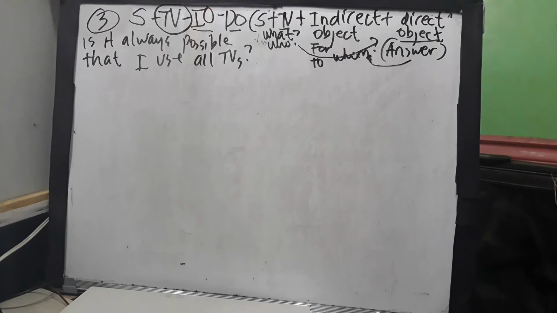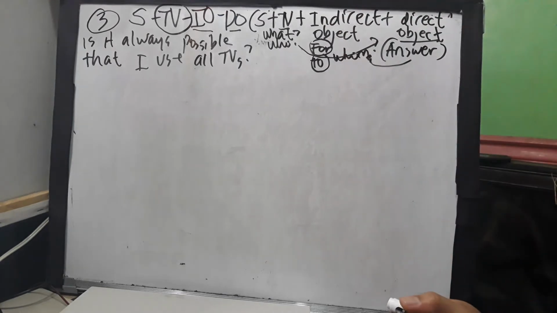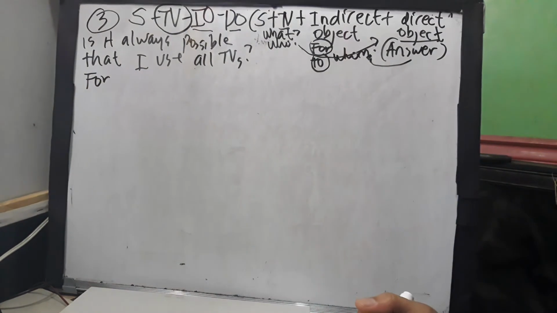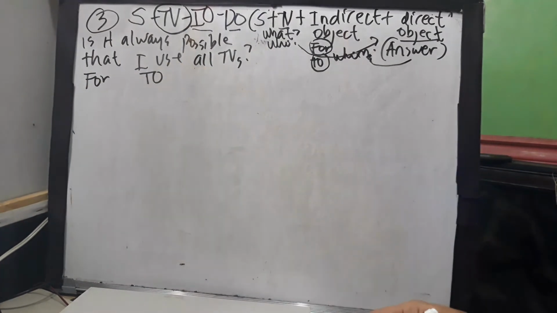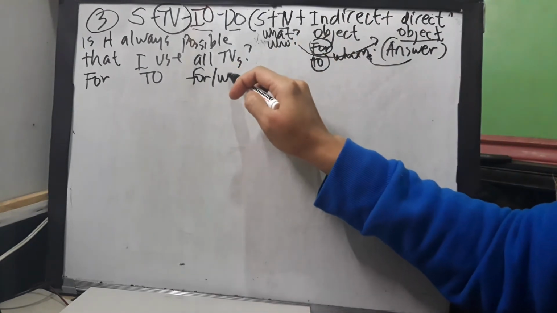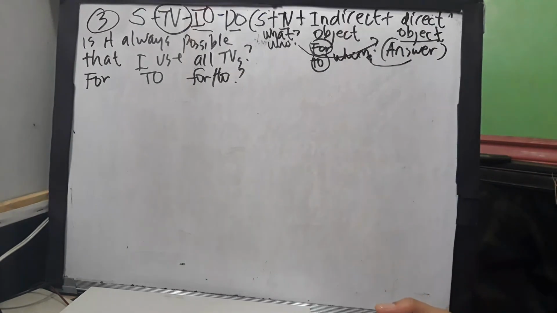Now, teacher, one more question. You told us that we can use the question for whom and to whom as the clue in identifying an indirect object. So, teacher, how do I know if I use for whom? How do I know if I use to whom? And teacher, is it also possible that I can use either for and to? So what do you think, guys?